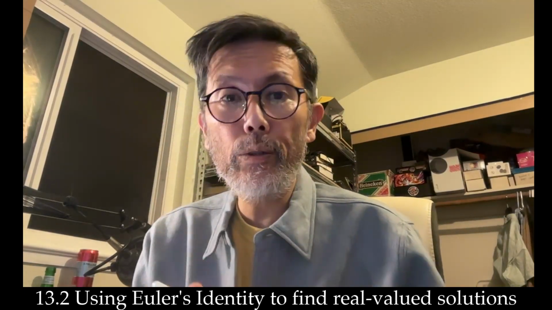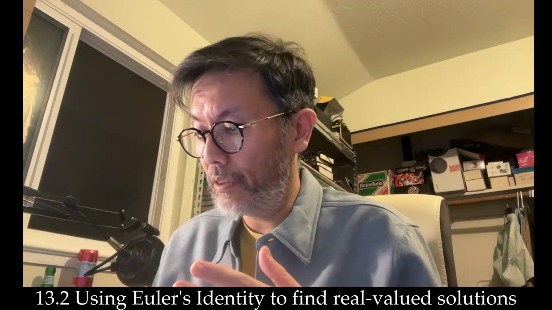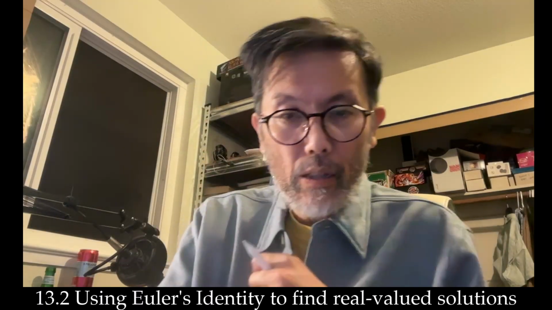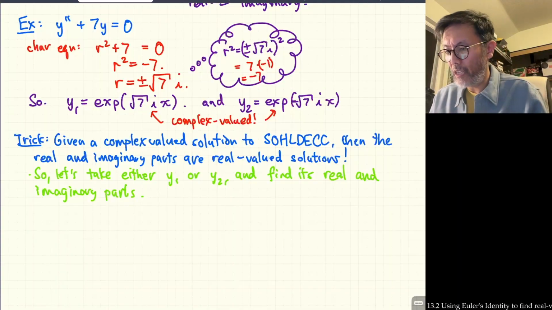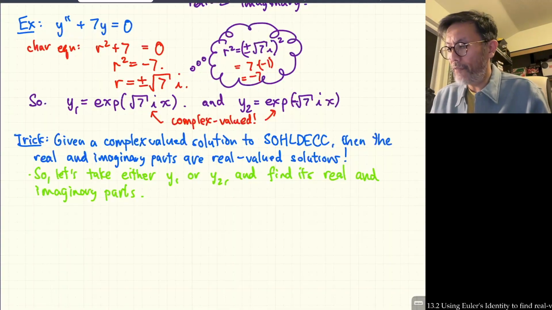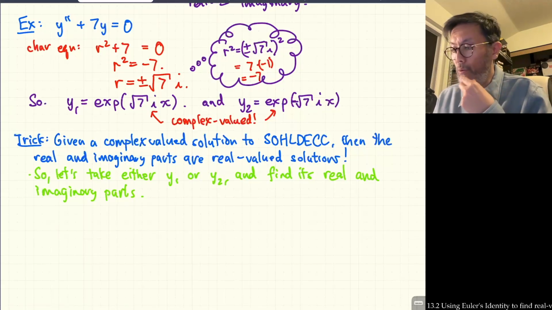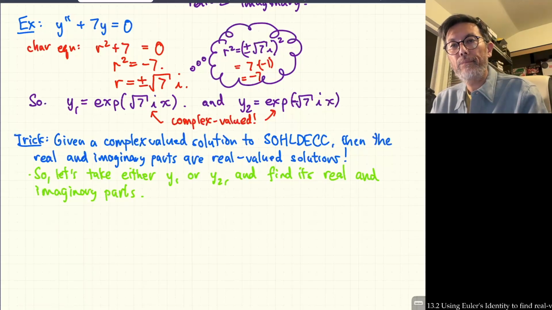Okay, we want to use Euler's identity to help us find real valued solutions. Let me really quickly remind you of the situation that we've got. We've been working with this differential equation. We want to solve it. We found its characteristic equation, and we found that its roots, the solutions, are a pair of complex conjugate numbers, plus or minus square root of 7i.